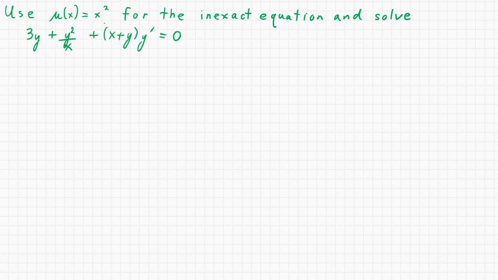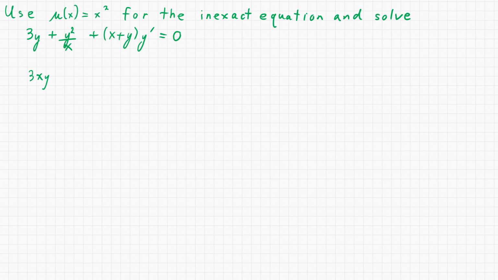Use mu of x equals x squared for the inexact equation and solve. All right, so we solved this in the explanation a couple times, but we never actually found f of x comma y. And so we know this is an inexact equation. We multiply by x squared, we'll get an exact equation. So we'll go ahead and do that.